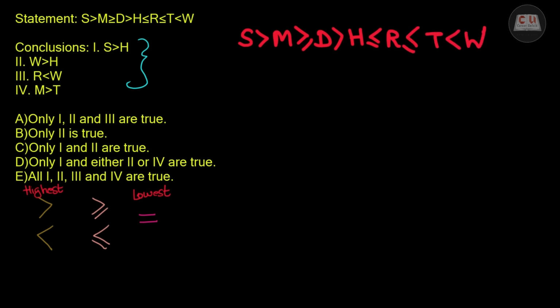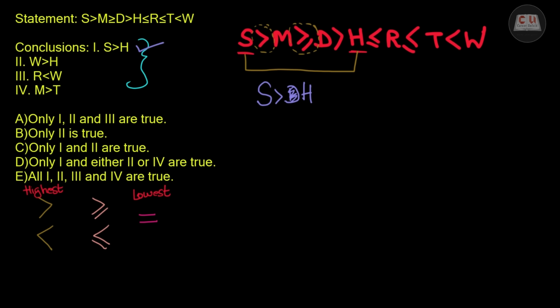Now in the first option we see they're talking about S and H. So here's S and here's H. Let's join these two. So what are the symbols that we see in between? There's the greater than symbol, and the greater than or equal to symbol. And over here in the priority table, we've seen that greater than has the highest priority, so it would be given preference over greater than or equal to. So S would be greater than H, I'm sorry, and thus the first conclusion is true.